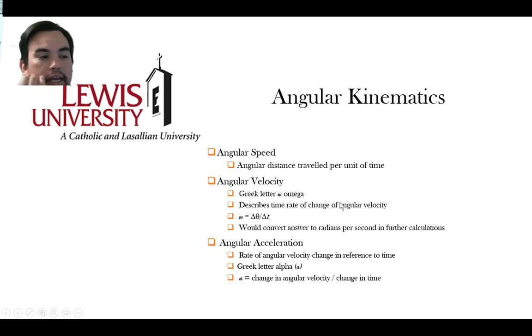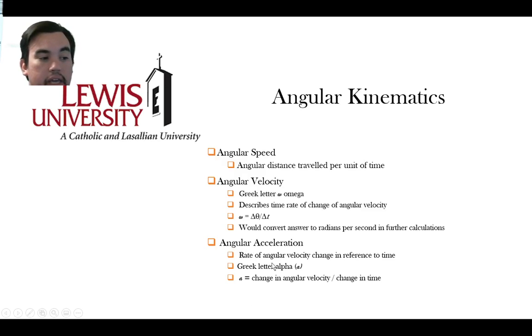Angular speed is the angular distance traveled per unit of time. It's typically in degrees per second often, but because we're talking about angular kinematics, we also want to change that into radians. Don't forget at the end, okay? Angular velocity, that is the Greek letter omega, or the little w, and describes the rate of time change in angular position. Okay, so that is omega equals the change in theta over the change in time, and you would convert that to radians.